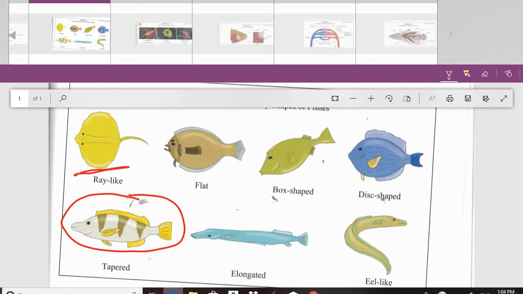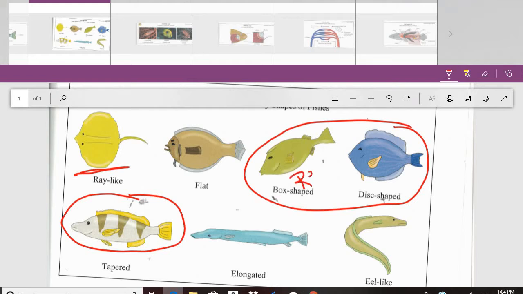These disc-shaped or box-shaped fish often live near reefs. So you can see they don't have a real streamlined body, so they move very slowly, and that shape is advantageous for them living near a reef. If you have something that's eel-shaped, you can imagine that type of fish lives in places where there are a lot of narrow places, so they'll live amongst rocks or amongst coral. Same thing with the elongated, so they can squeeze into smaller places.